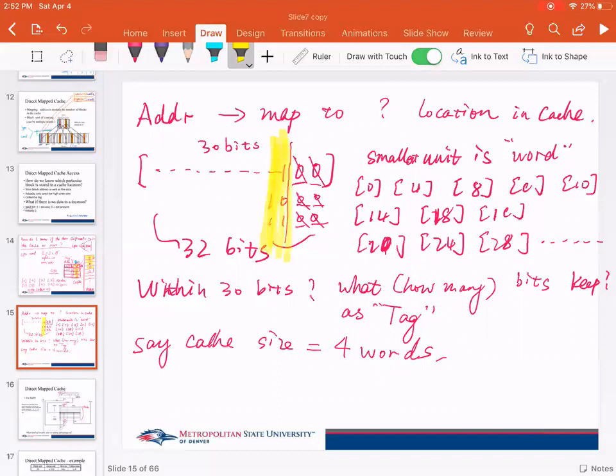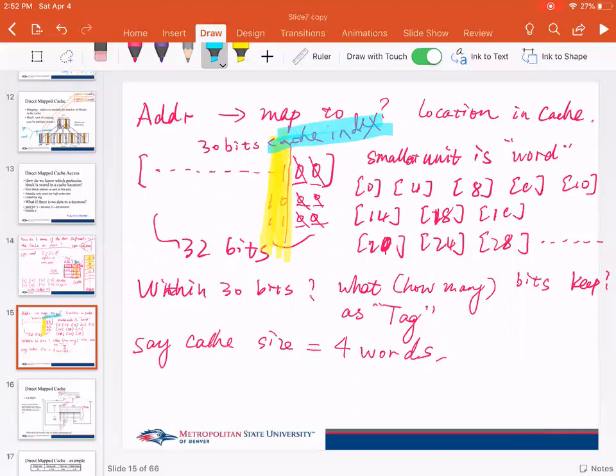So the 2 other bits after the lowest 2 bits here are actually the cache index. So we could just borrow those cache index bits, and that will be equivalent to the other two bits.